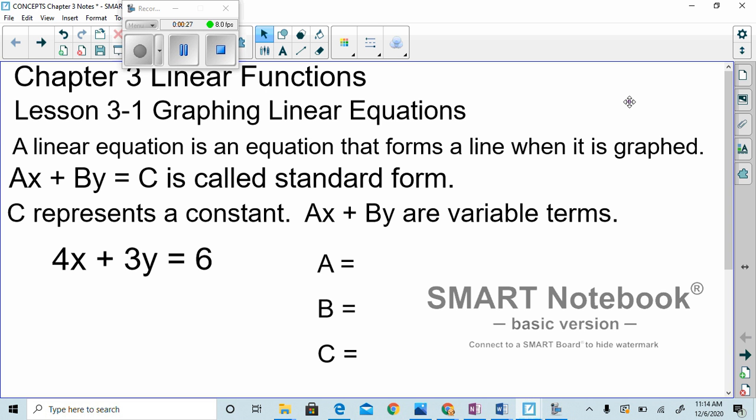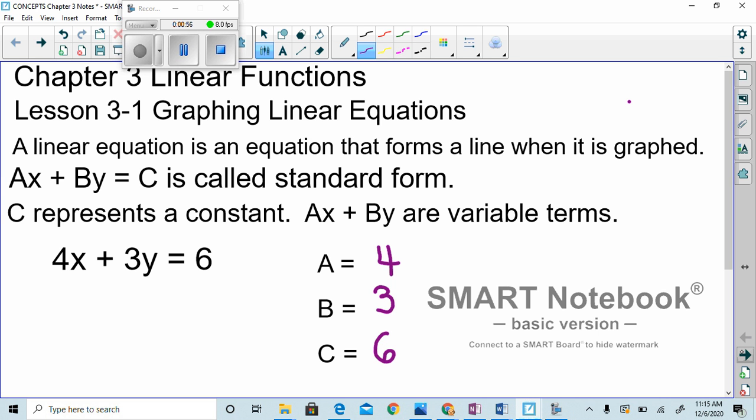Standard form of a linear equation says that ax plus by equals c. C represents a constant, and the ax plus by are two variable terms. When it's in this form, we can easily identify these coefficients. The coefficient of the x would be 4. The coefficient for b would be 3. And the constant in this equation is 6.